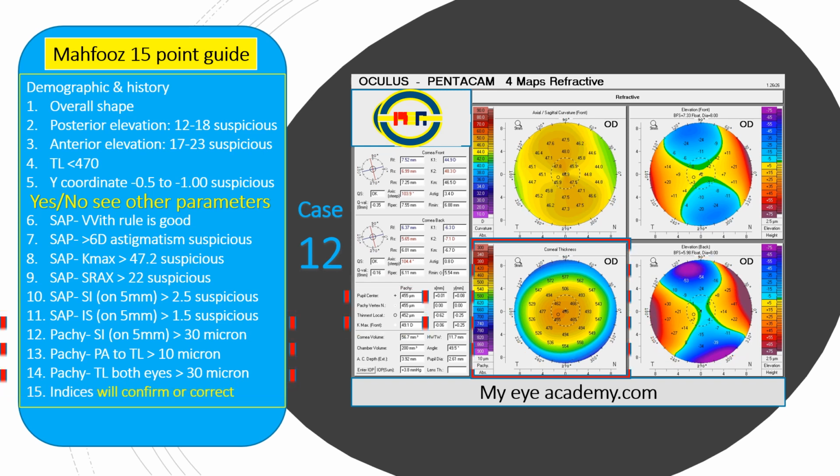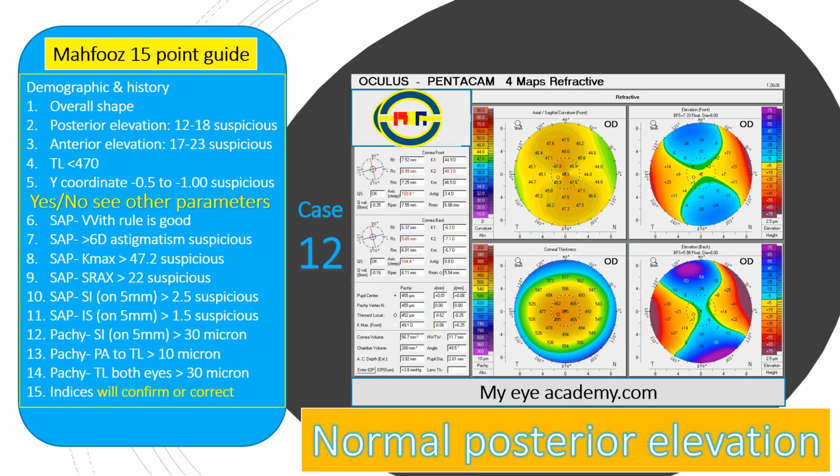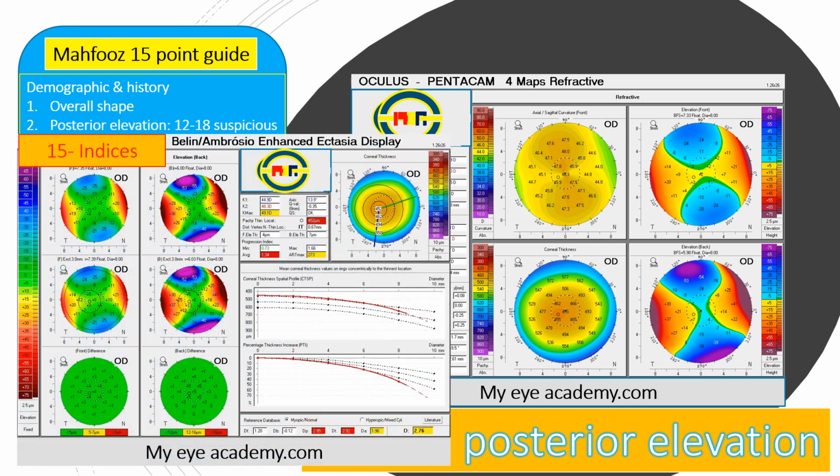So let's see. This is a normal posterior elevation, which may be an abnormal cornea because of the other parameters. Look at the indices. DP and DX are abnormal, which makes it very suspicious, though the DB, which is the posterior elevation, is within the normal range. So this is a mixed pattern.